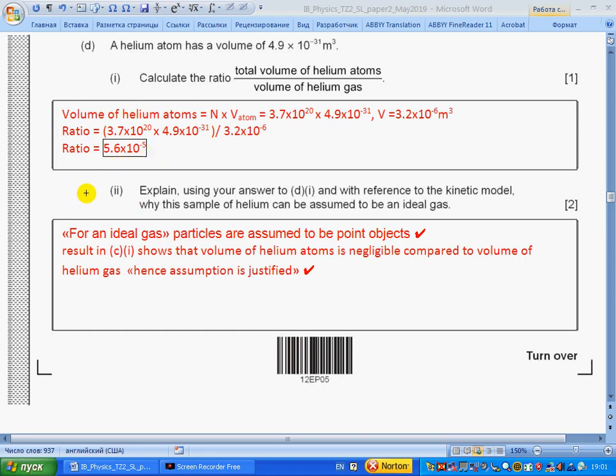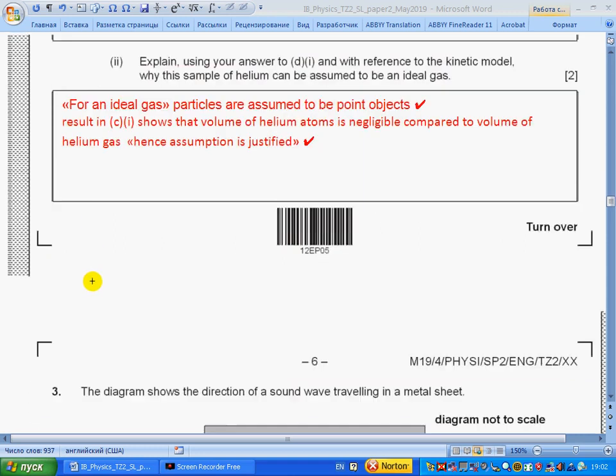D II. Explain, using the answer to D I and with reference to the kinetic model, why this sample of helium can be assumed to be an ideal gas. For an ideal gas, particles are assumed to be point objects, so very small in size. The result in C I shows that the volume of helium atoms is negligible compared to the volume of helium gas. Hence, the assumption is justified.